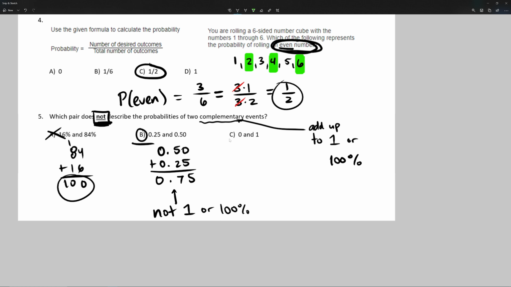Let's just double check. C is a little funny. It's kind of a ridiculous example. I mean, obviously 1 plus 0 just equals 1, right? And so that actually is complementary. So that cannot be our answer. It is complementary, so it cannot be our correct answer. So yeah, B is our answer there.